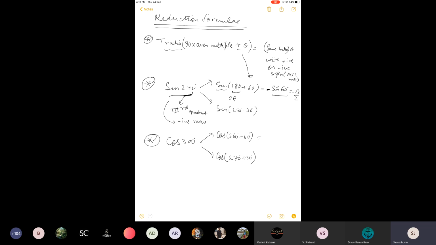Let us repeat the same rule once again. See, in place of trigonometric ratio, we have cos here. 90 into even multiple. So 360 is clearly 90 into 4. That means 360 is an even multiple of 90. Then there can be any angle with plus or minus. Here it is 60 degree. Now according to the rule, same t ratio will be coming. Angle will be 60 degree.